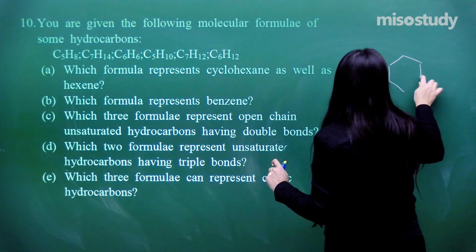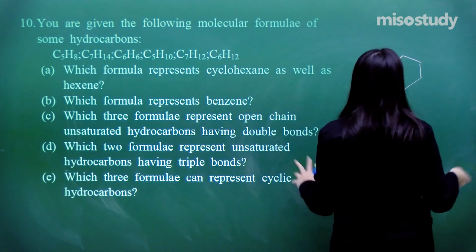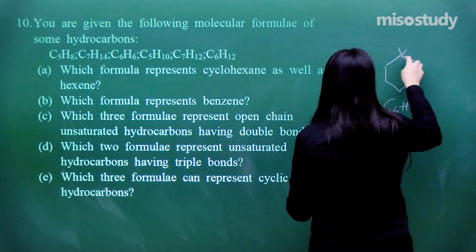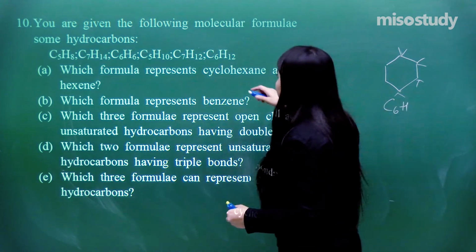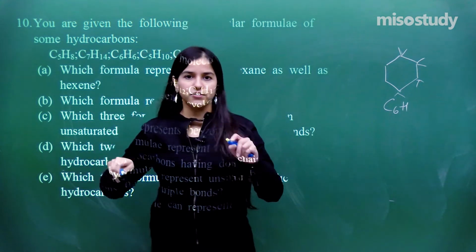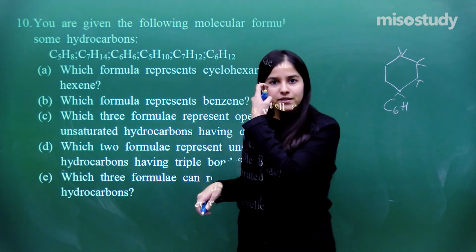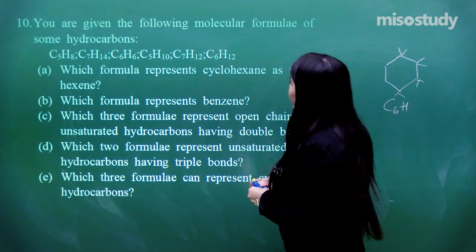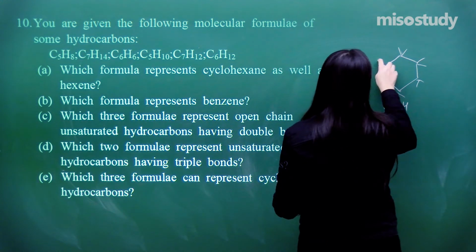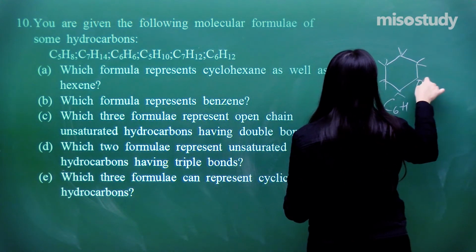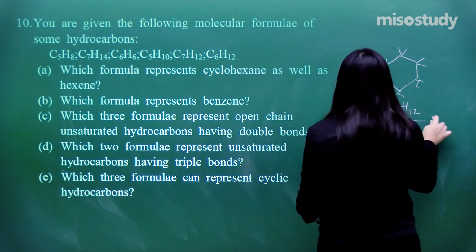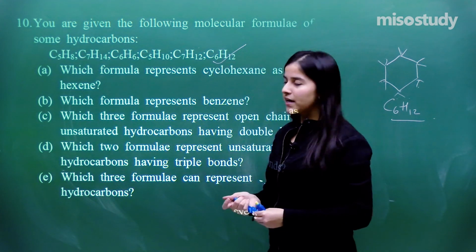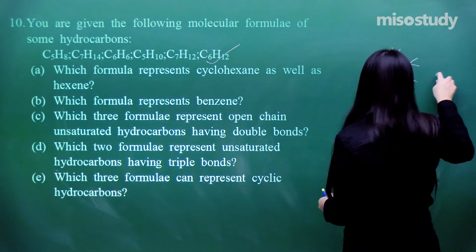Cyclohexane, can you draw it? Yes, I can draw it. This is cyclohexane. How many carbons? C6. How many hydrogens? You need to calculate it. Just by looking at the formulas, it will be very difficult to judge. So, instead, try to form the formulas from the names given. That will be an easy process. So, these are the hydrogens 1, 2, 3, 4, 5, 6, 7, 8, 9, 10, 11, 12. C6H12 is cyclohexane. Do we have it? Yes, we have.